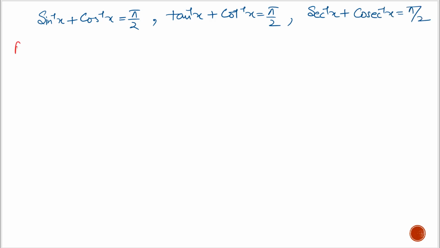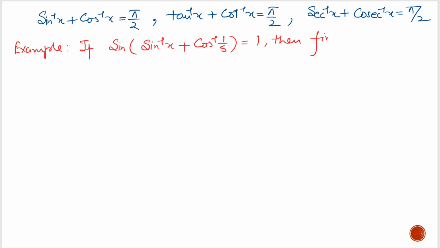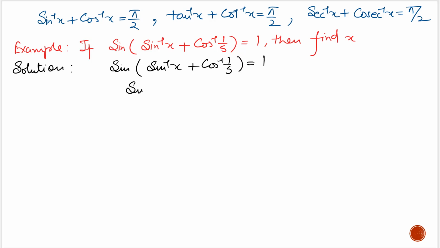Example. If sin inverse x plus cos inverse 1 by 5 equals 1, then find the value of x. You know that sine is 1 when the angle is pi by 2. So here, sin inverse x plus cos inverse 1 by 5 equals pi by 2.